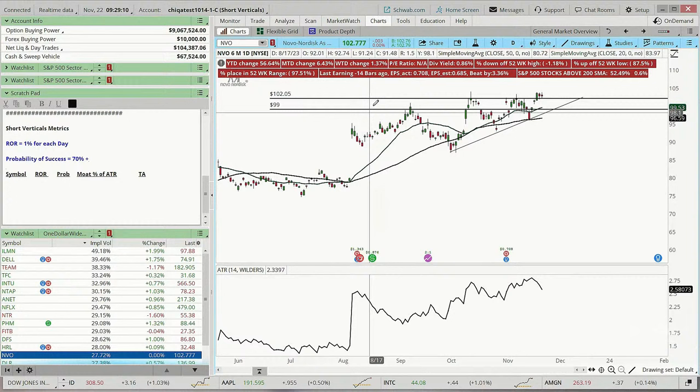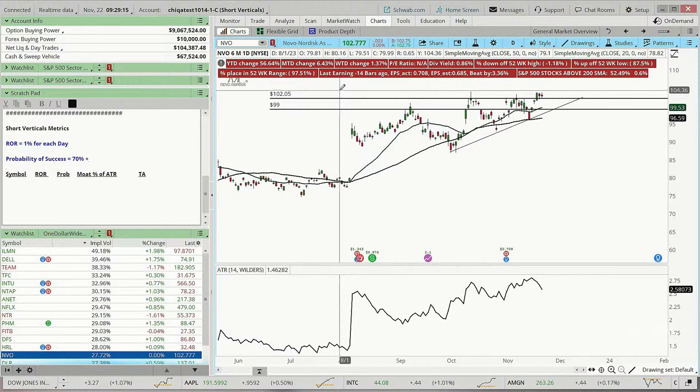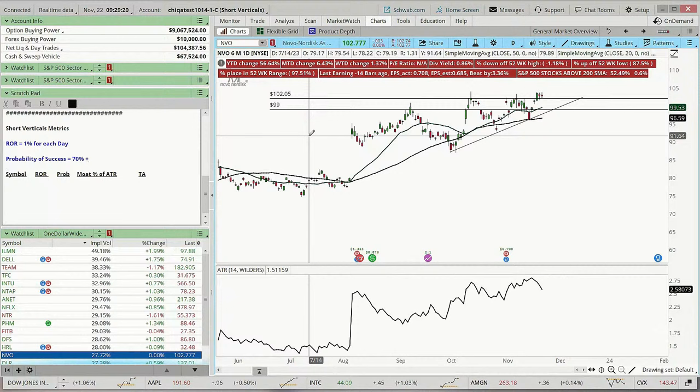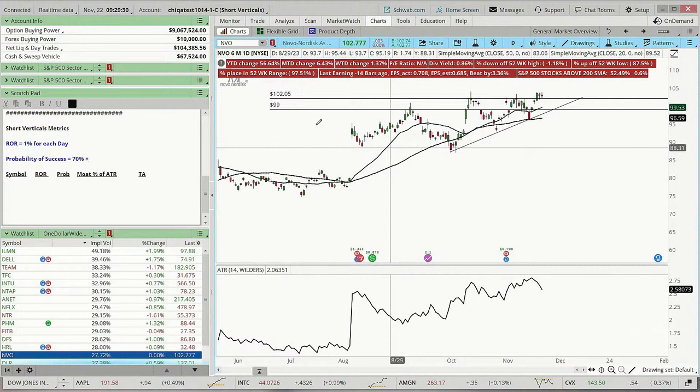Let's look at this as being trade possibility number one, NVO. Okay. And we may come back to this one, okay? Trade possibility, I'm just going to write down here, NVO, and we did a 99 on our short strike price. Let's look at one other one here then, as far as a possibility here.